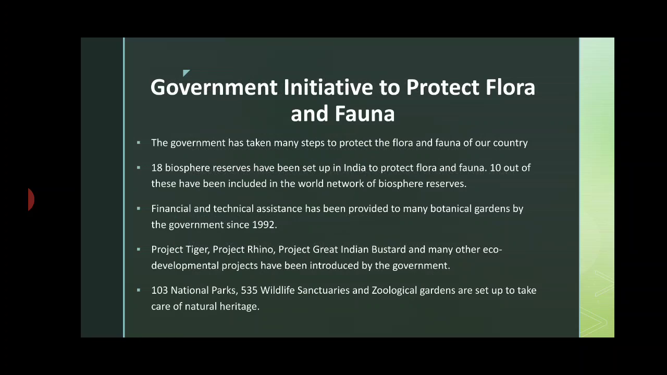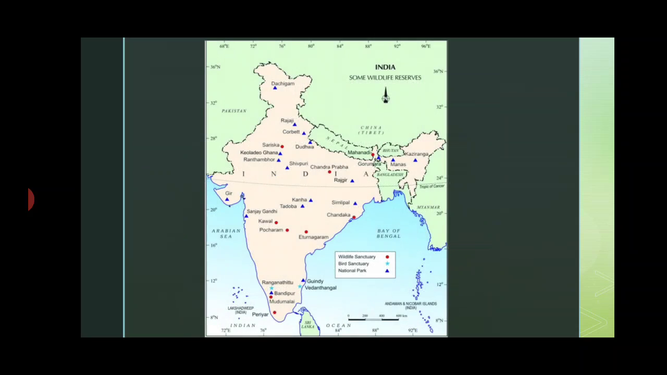Financial and technical assistance have been provided to many botanical gardens by the government since 1992. Project Tiger, Project Rhino, Project Great Indian Bustard, and many other eco-developmental projects have been introduced by the government. 103 national parks, 535 wildlife sanctuaries, and zoological gardens are set up to take care of natural heritage. You can see all these wildlife sanctuaries, bird sanctuaries, and national parks in this map.